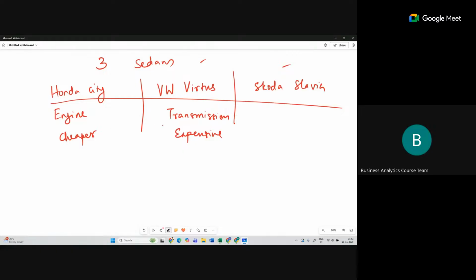Whereas, I mean, this is not a good example. This will be more suitable in conjoint analysis, when you compare three cars. It will be more suitable in the next topic, which is conjoint analysis. But nevertheless, we can also try it here.